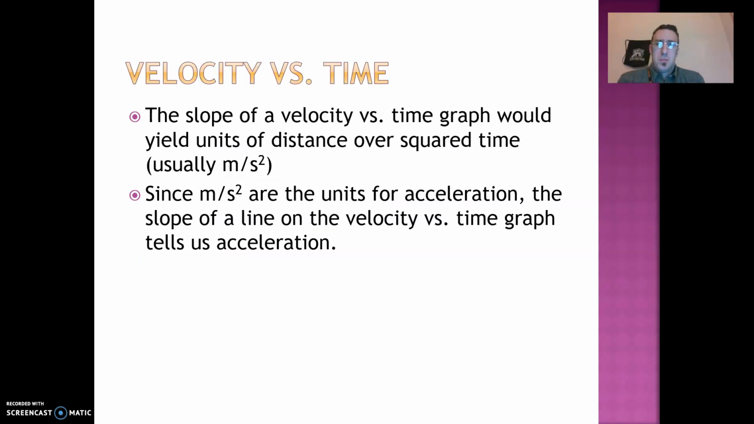We've talked about position or distance versus time graphs. We're also going to see velocity versus time graphs. These we get units of meters per second squared usually, because you have velocity, which is meters per second, versus time, which is seconds. This also means that the slope on a velocity versus time graph tells us acceleration.